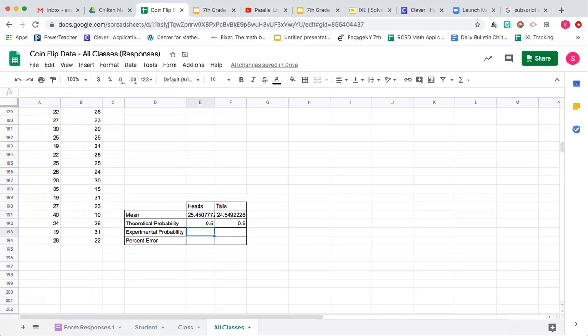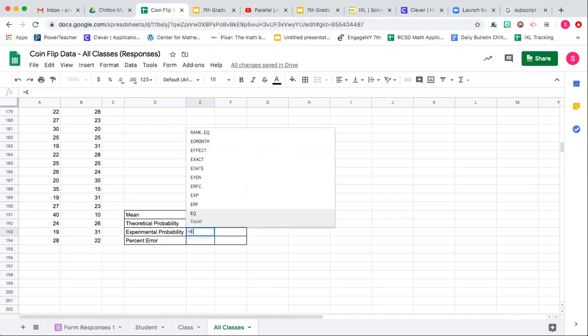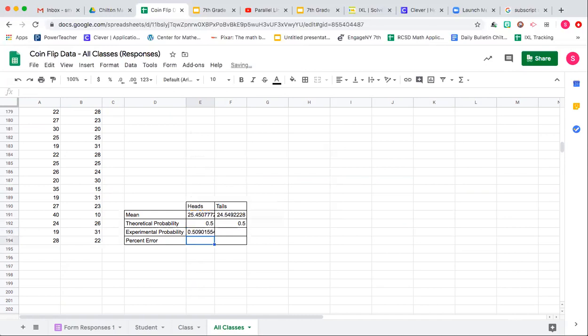Let's go ahead and calculate the experimental probability. We're going to take the average head flips, which is 25.45 and so on, and divide by the 50 flips that were made. So this is going to be E191 divided by 50 flips. All right, and then I can just copy this and paste it here, and it's going to automatically change those cells for me. So you can see that the experimental probability for all the 7th grade classes is close to 51/100, and the theoretical is 50/100. So we are pretty close here.